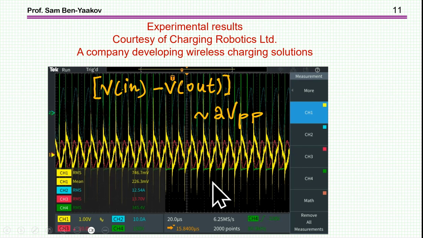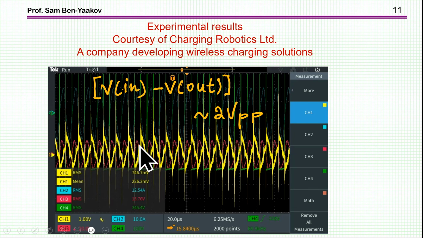And here is the measured value. This is the voltage across the ferrite. We see that it is 2 volt peak to peak. Now this plot is courtesy of Charging Robotics, which is involved in developing wireless charging systems. And we see that the behavior here is similar to the simulation that we ran. Obviously, we have more noise here. These are spikes due to the switching, which I'm not going into now.